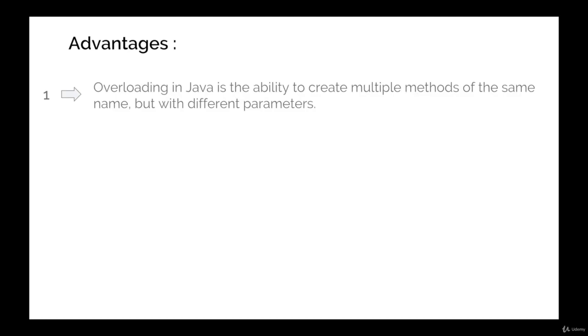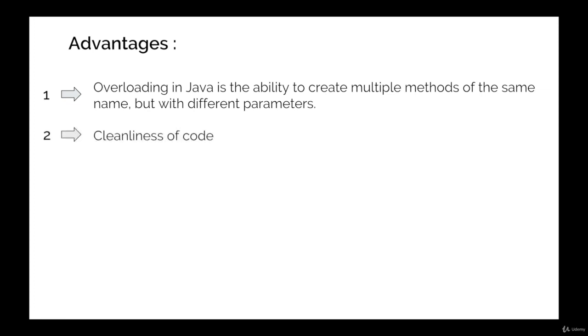Let's now take a look at some of the advantages of method overloading in object oriented programming. The first advantage is that overloading in Java gives you, as a programmer, the ability to create multiple methods of the same name but with different parameters. This is indeed a powerful thing for you as a software engineer.